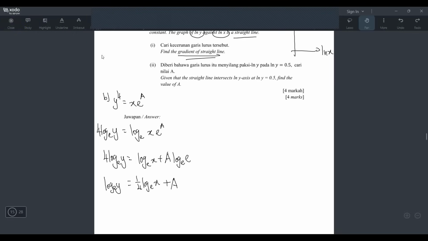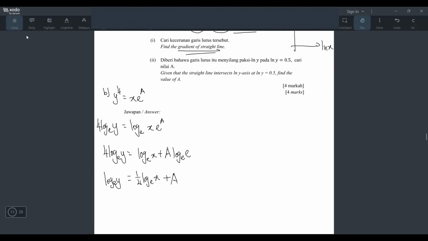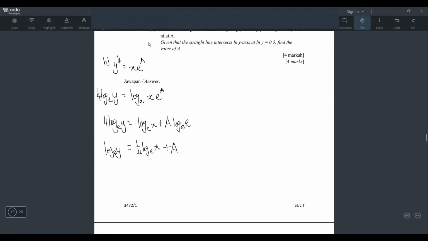Yeah, this is the answer already. This is linear form because the equation matches the y-axis and it's also arranged in gradient linear form, y equals mx plus c. But I think I have to change the way I write. I have to write ln, because log base e means ln. So ln y equals 1 over 4 ln x plus a. So yeah, this is linear form, y equals mx plus c. Your y-axis is ln y, your x-axis is ln x, which is perfect. That's what they want.